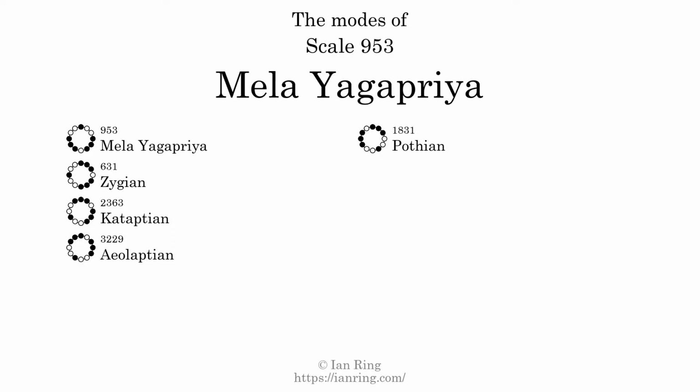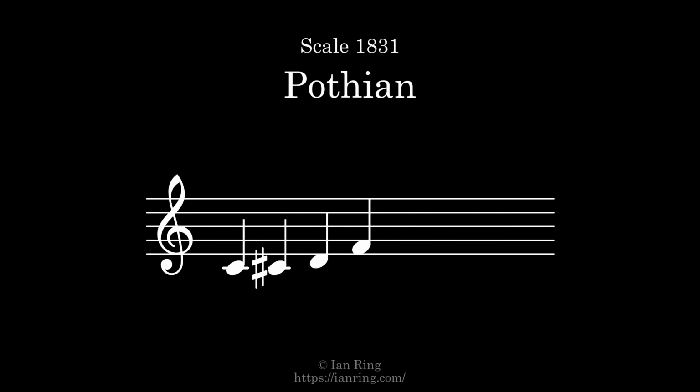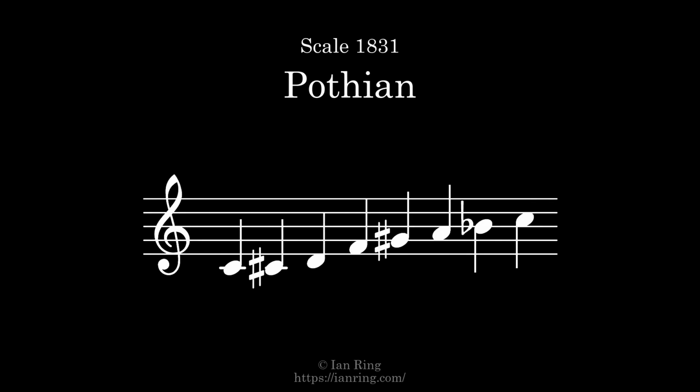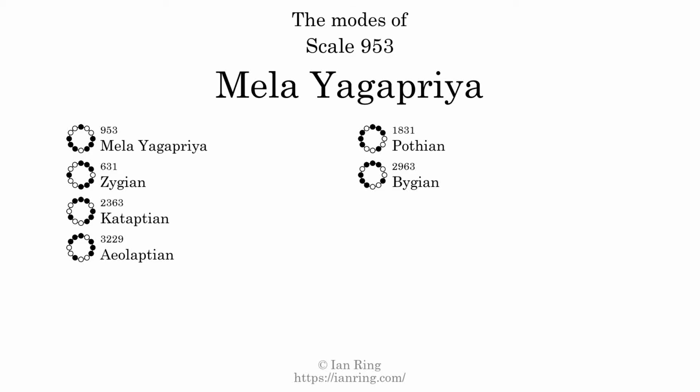The fifth mode is scale 1831, also known as Pothian. It sounds like this. The sixth mode is scale 2963, also known as Bijan. It sounds like this.